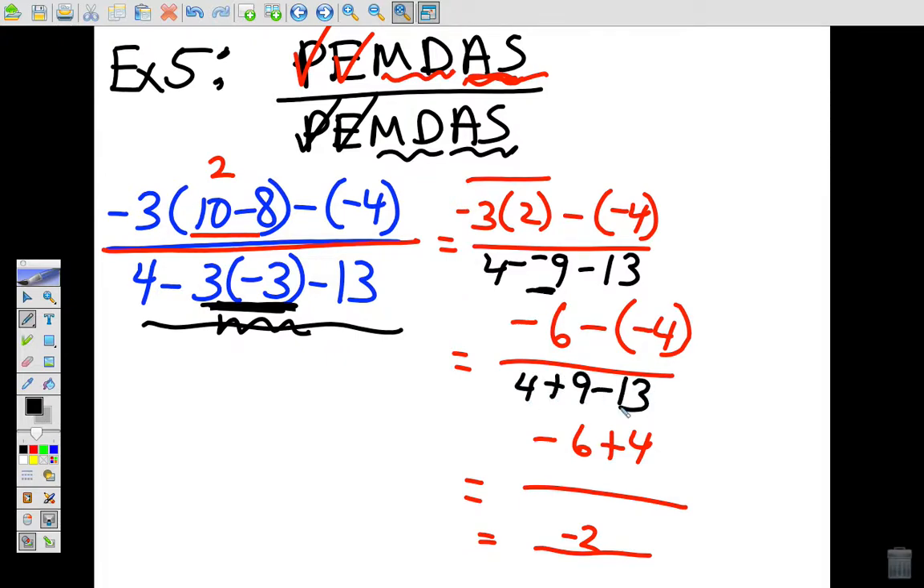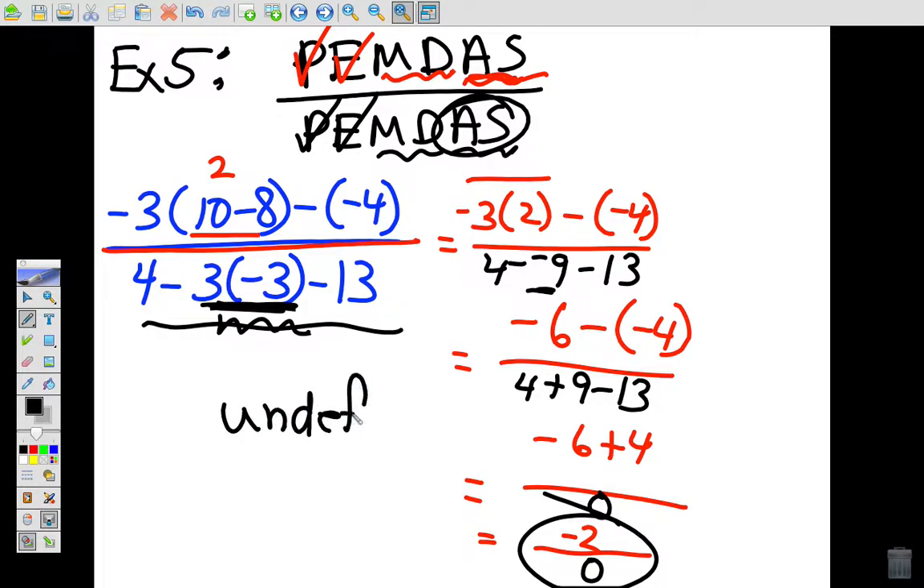Let's see, now add and subtract in order. 4 plus 9 is 13. And what's 13 minus 13? 0. So I get a negative 2 over 0. That is not my answer. What is my answer? Is that 0? Is that undefined? Or is that indeterminate? The answer is undefined. So when you have a fraction bar, a division bar, it's PEMDAS over PEMDAS.